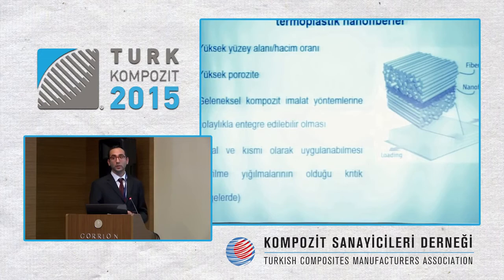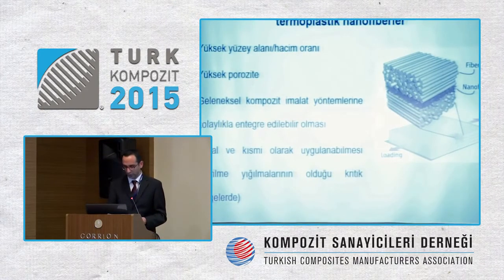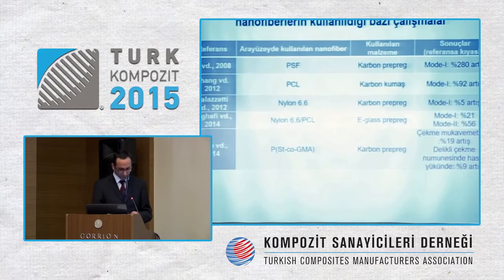And at the interphase, we looked into the usage of electrospun thermoplastic nanofibers. Why? Because they have a high volume ratio and surface area, and it increases the interaction with epoxy. And they have high porosity, and it facilitates the flow of the epoxy. And this can be easily integrated into conventional composite manufacturing methodologies. And rather than being applied to the whole piece, it may be applied locally or partially.